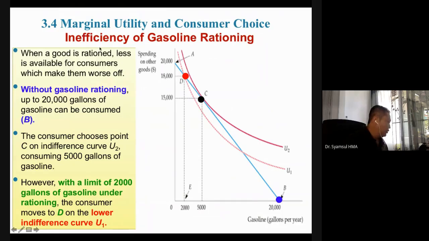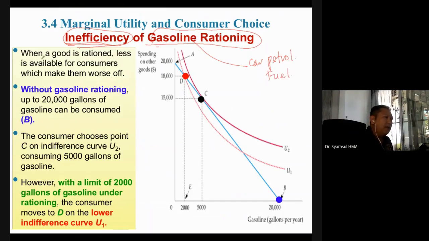Okay, now another topic is marginal utility and consumer choice. The topic here is inefficiency. The market is inefficient. When it's inefficient, this example is gasoline rationing. Gasoline, petrol, car petrol, your fuel.